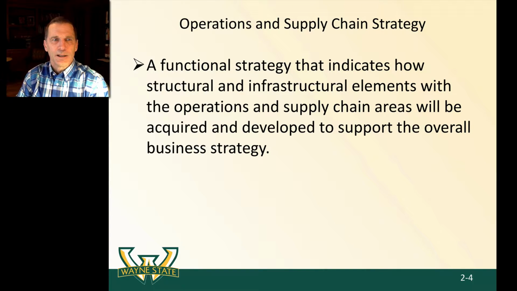So here is a little definition for you. Operations and supply chain strategy is basically a functional strategy that indicates how those structural and infrastructural elements that we've talked about with the operations and supply chain areas will be acquired and developed to support the overall business. So it means we'll look at the structural and infrastructural elements within the context of our functional area now.